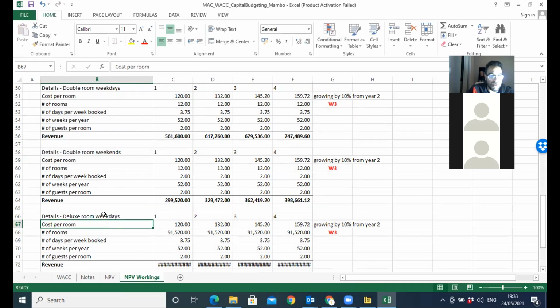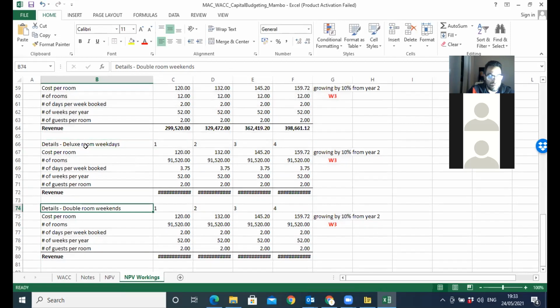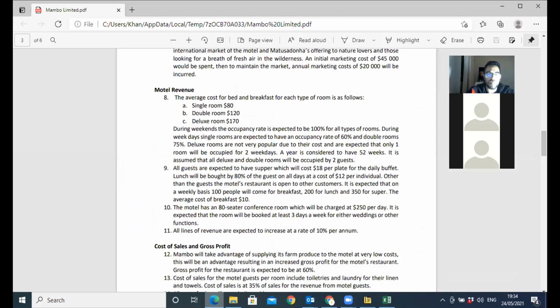Sorry, yes, Faiz, because I'm seeing the question is saying the average cost for bed and breakfast for each type of room is as follows. So is that where they were supposed to specify the guests again? I'm saying they are saying the cost for the room is actually $80 per room, but it's not specifying whether they are charging for the number of guests. Yeah, they're not.